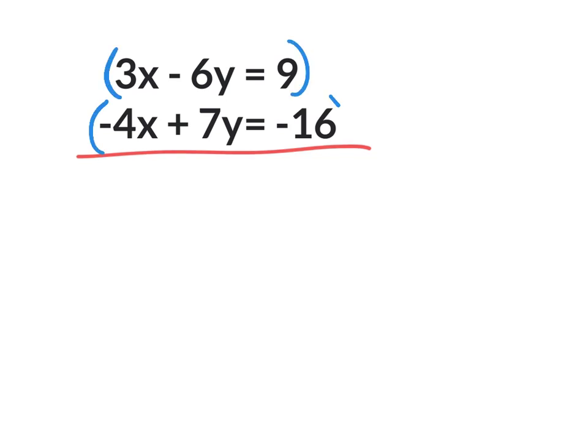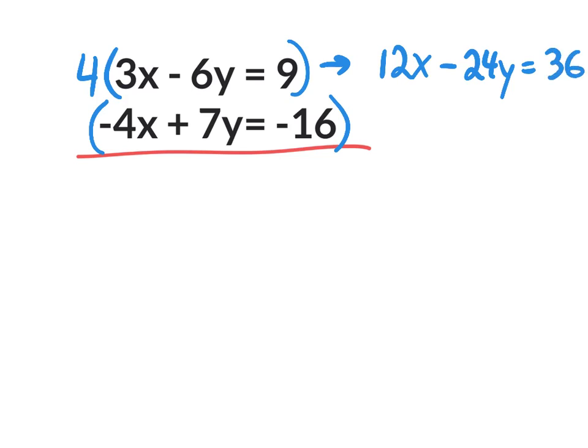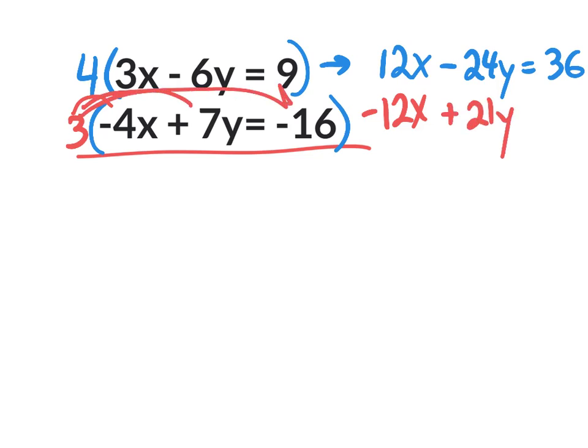So let's put parentheses around both of them. And let's cancel out the x's. I need to multiply the top one by what? 4. Now if I do multiply it by 4, it becomes 12x. What else? Minus 24y equals 4 times 9, 36. The bottom one, I need to change that negative 4x to become a negative 12x. So what do I need to multiply it by? By 3. That way it becomes negative 12x, and then positive 21y, and then negative 48. And of course you could use a calculator.